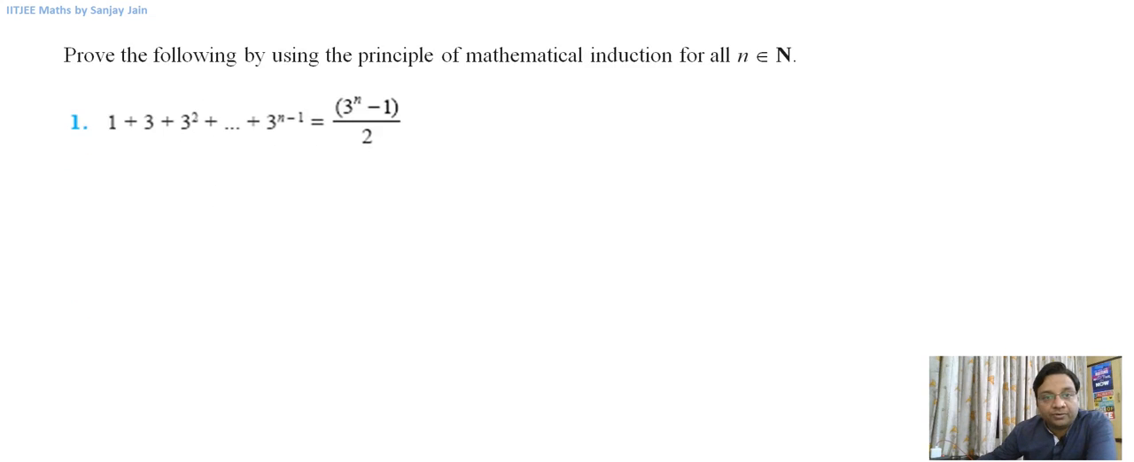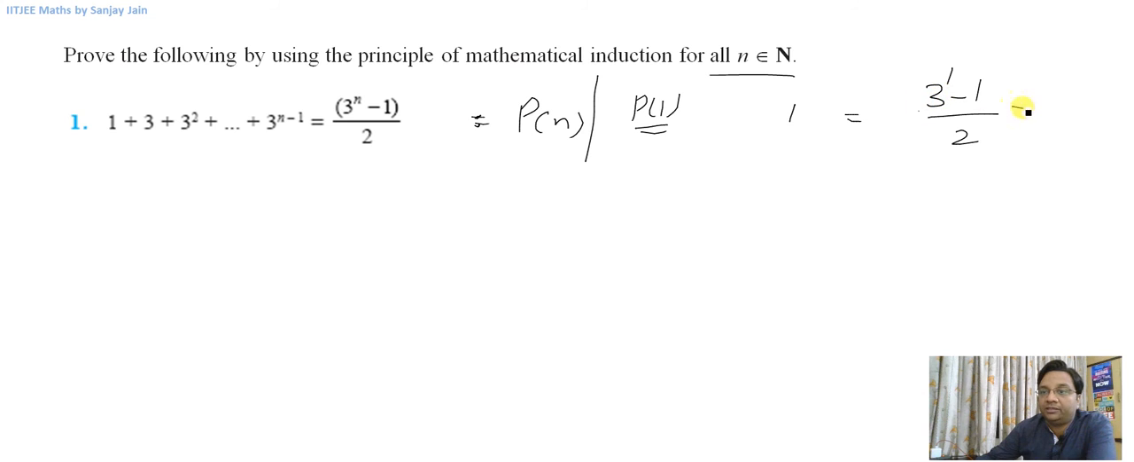Now by following the principle of mathematical induction, prove these. So let me check for, now this is P(n). This statement is P(n). So let me check for P(1). Left hand side is 1, right hand side is (3 raised to power 1 minus 1) by 2. 3 minus 1 is 2, 2 by 2 is 1. So left hand side is equal to right hand side, hence I can say P(1) is true.